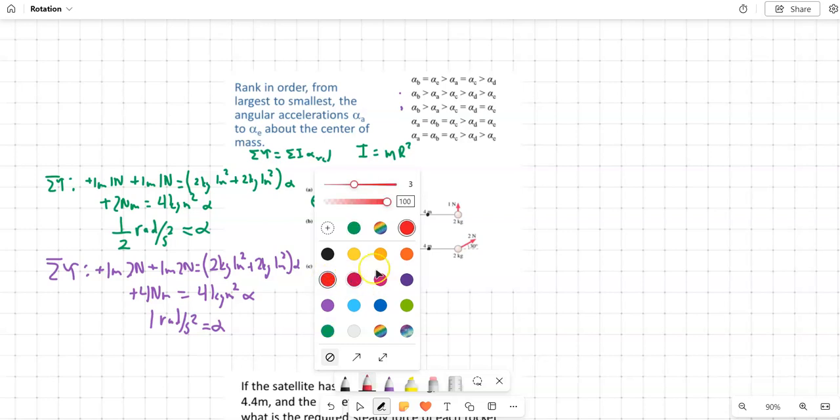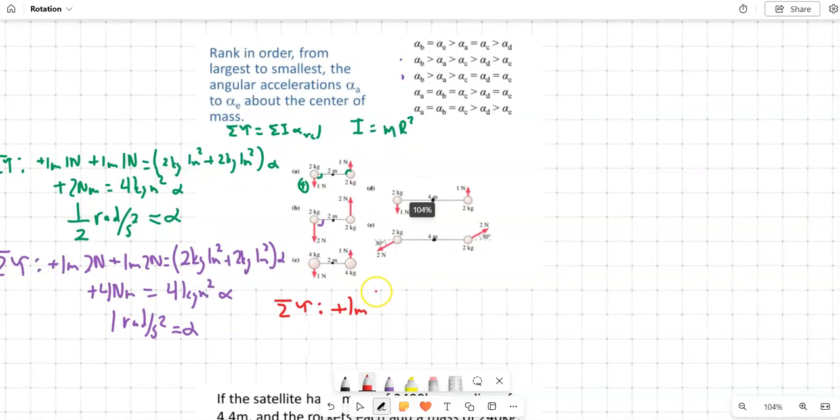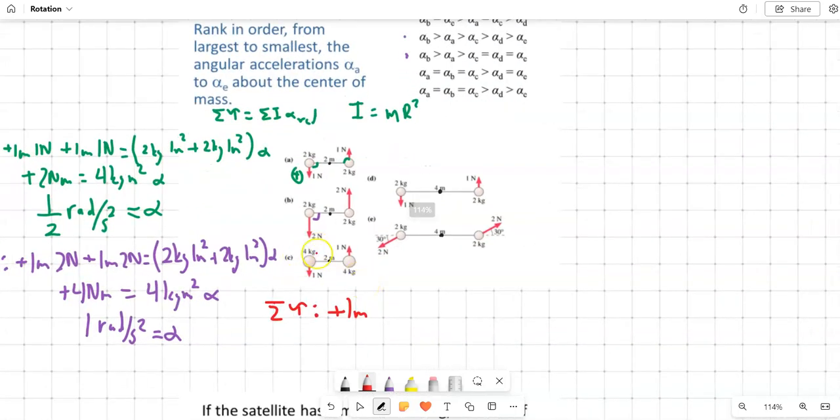So over here is C. And for C, we're going to sum our torques. This is going to be a positive torque, and it's 1 meter away. Maybe I could zoom in. It's 1 meter away, the 1 Newton force is 1 meter away from the pivot. And the other is a positive torque, and this force is 1 Newton as well.